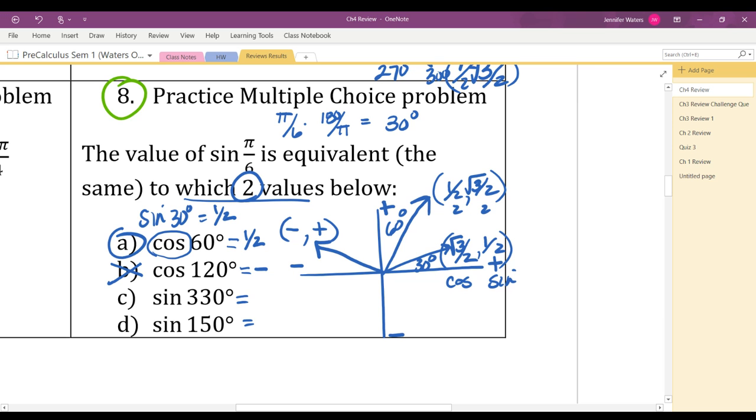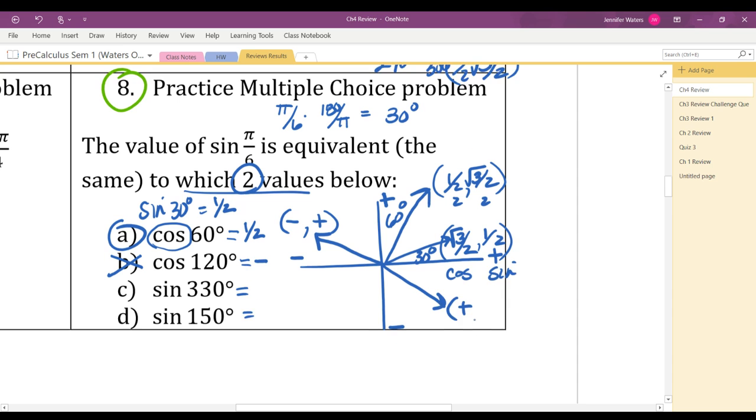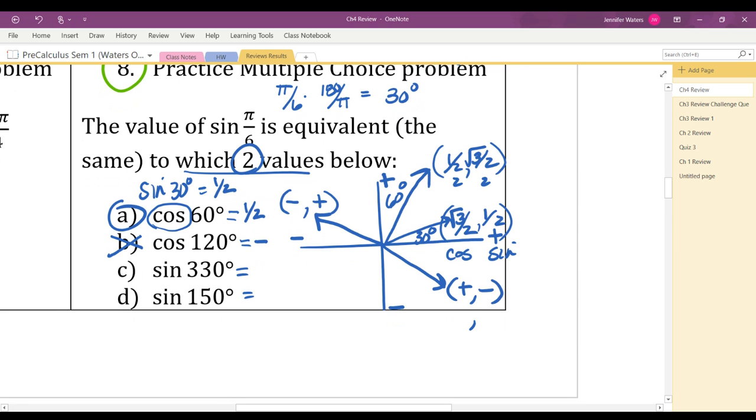If I go to 330 degrees, which is in quadrant 4, your cosine will be positive, your sine will be negative, and the sine will end up having a negative answer. This cannot be the correct answer. My only other option is sine of 150 degrees, and I know there are two correct answers.